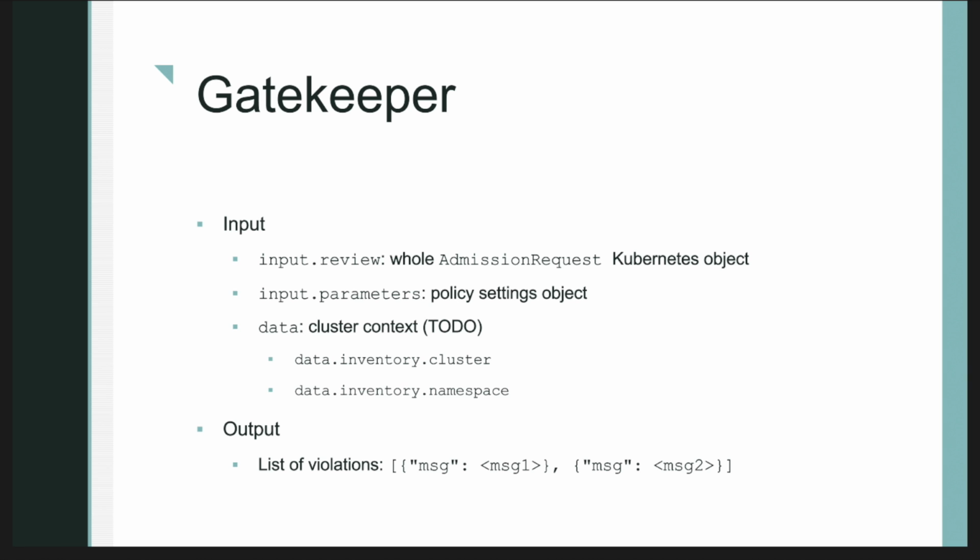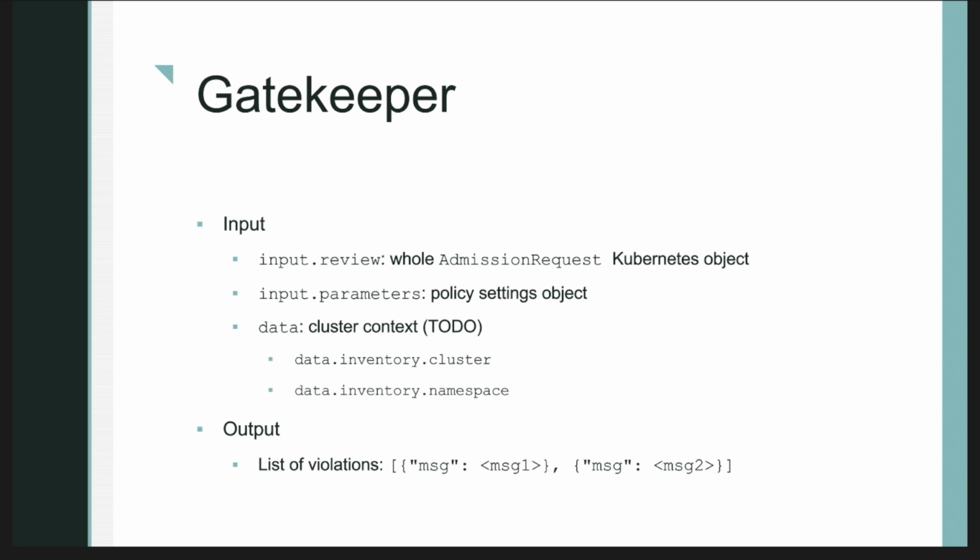And then you have also cluster context. On both cases, this is a to-do on our case. So on Gatekeeper, you can say what is the inventory, what resources do you want replicated inside the policy. And so you can have cluster-wide resources or namespaced resources. And yeah, that's basically the cluster context on it.